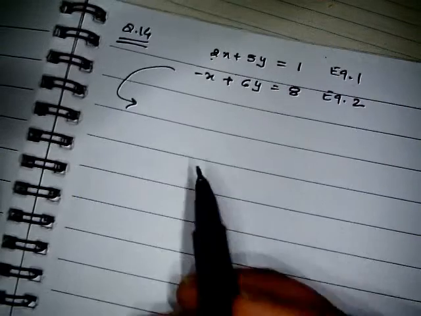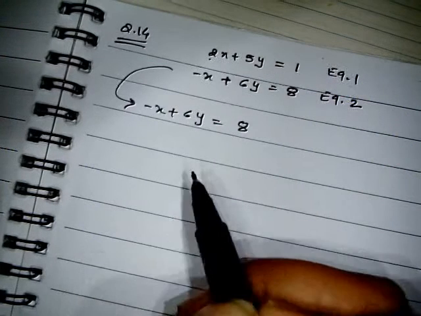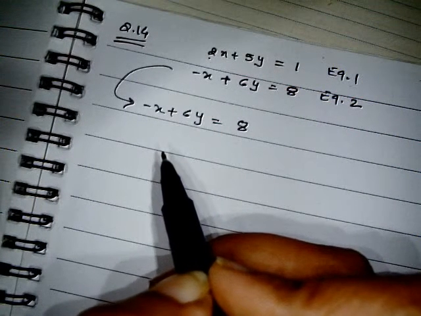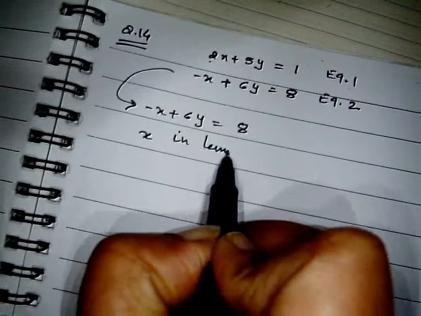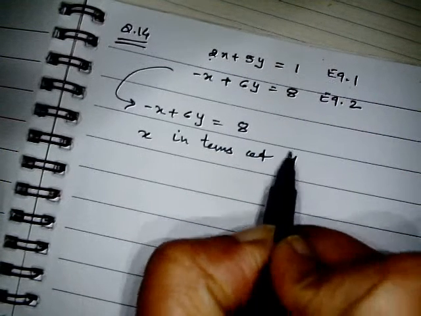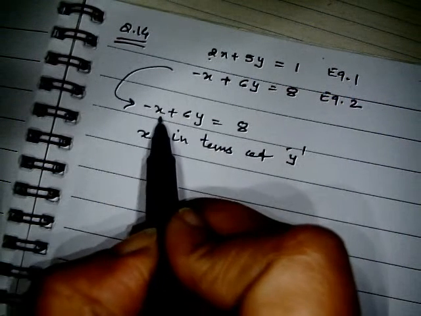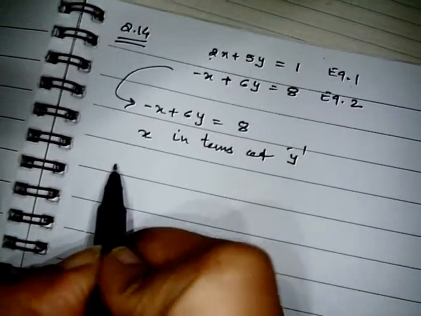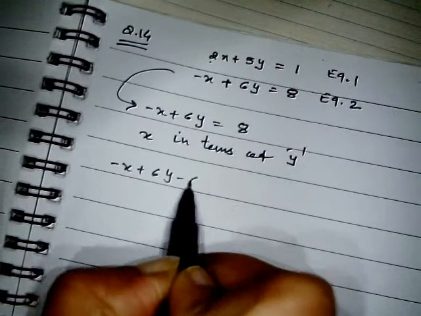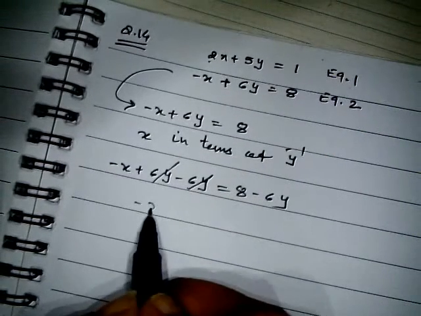I have taken equation 2 first: negative x plus 6y equals 8. In the last three videos I have written y in terms of x. Now I am going to write x in terms of y. If I am saying x in terms of y, I keep x over here, and the y term I am going to shift to the right side. So I am going to subtract 6y on both sides. Now what is left? Negative x equals 8 minus 6y.